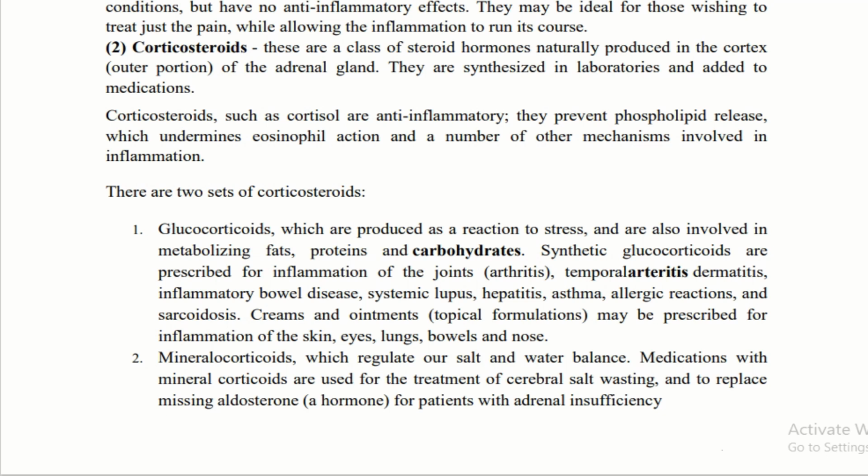Then we have mineralocorticoids, which regulate our salt and water balance. Medications with mineralocorticoids are used for treatment of cerebral salt wasting and to replace missing aldosterone, a hormone, for patients with adrenal insufficiency.